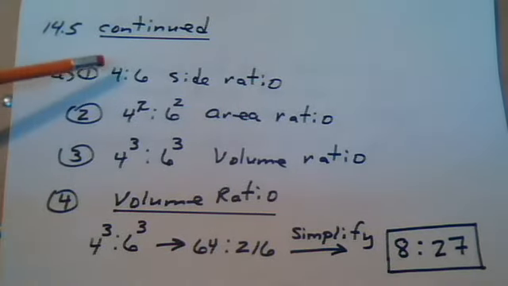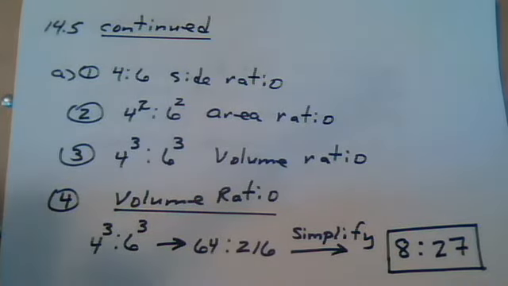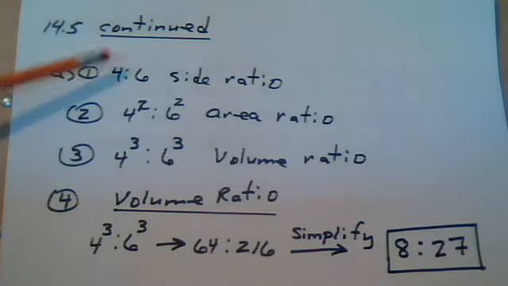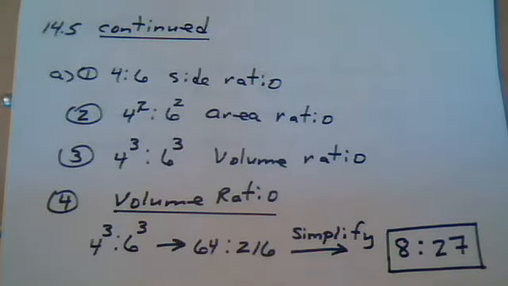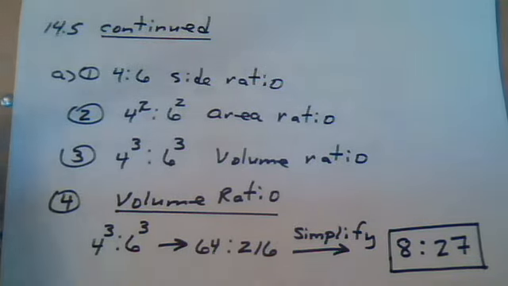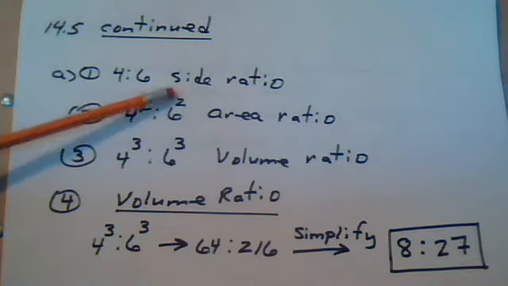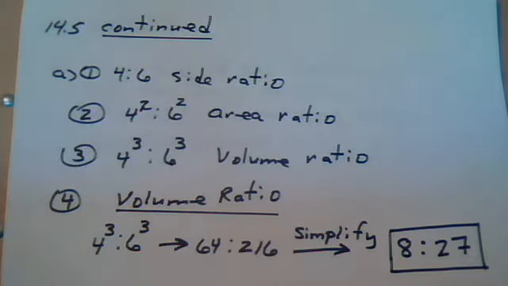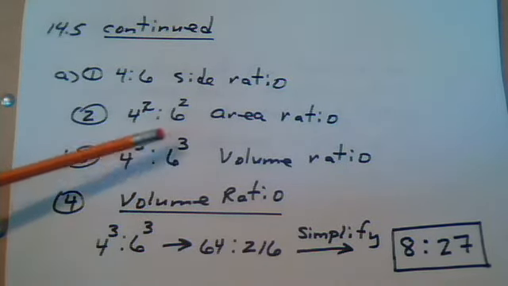So we have a ratio of 4 to 6, and this is the side ratio. That means the length of the sides from one cube to the other is 4 to 6. That's the way they compare. So if you were to want to compare their areas of the faces of those cubes, it would be 4 to the second to 6 to the second. That's if you're going to compare areas. In our case, they want to compare volumes, so it's to the third power.